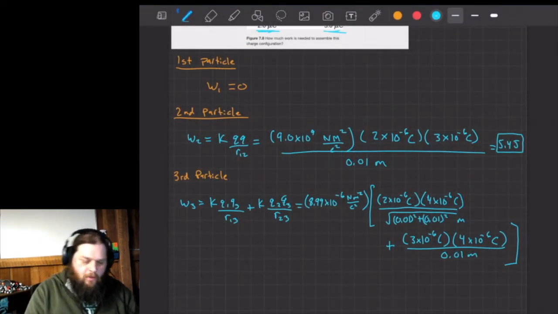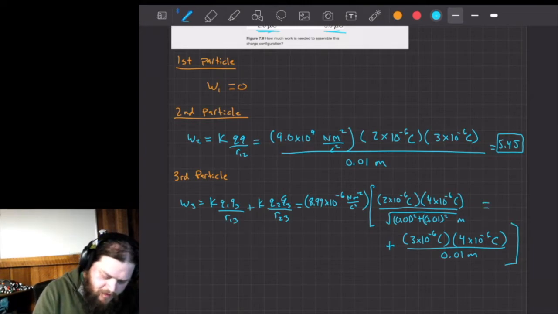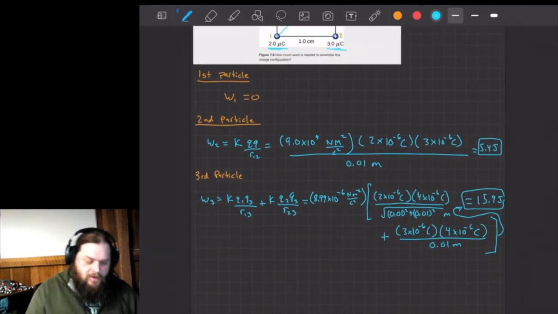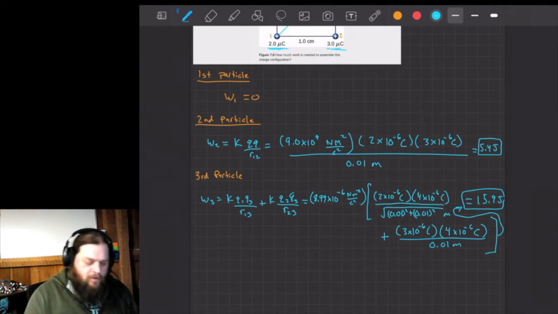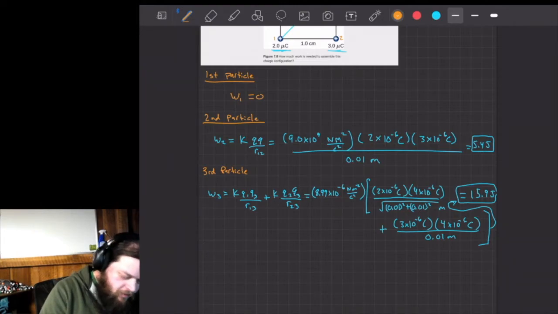So quite a bit more work to bring that third particle in. I'm going to put it up here. This is 15.9 joules. And that's coming from up there. That's the sum of the work it takes from particle 1 and particle 2 combined. So now we need to find the work on particle 3, or 4.